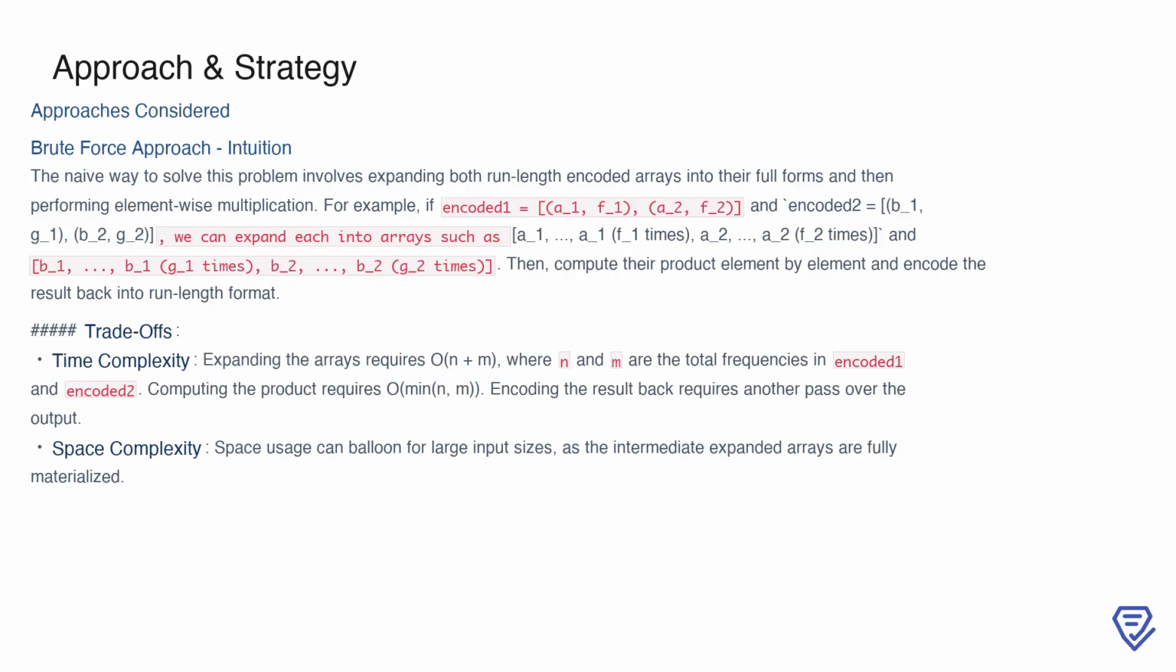However, this approach comes with trade-offs. Expanding the arrays takes time proportional to the total frequencies of the elements in both arrays, and performing the element-wise multiplication adds further overhead. On top of that, the space complexity can grow significantly for large inputs, as we have to store the fully expanded arrays in memory. While this method is straightforward to implement, it's not efficient for large inputs, making it less suitable for this problem.